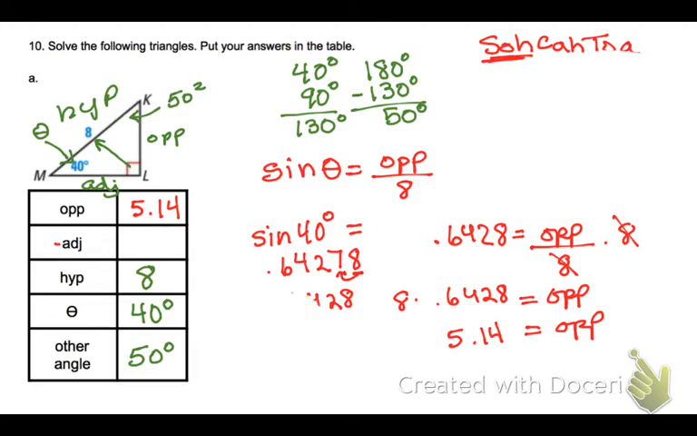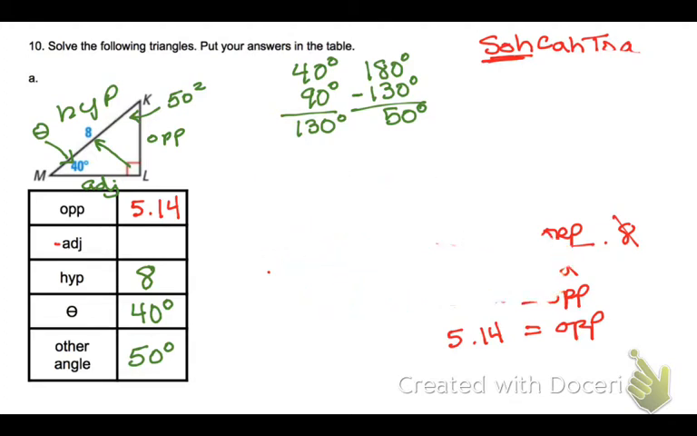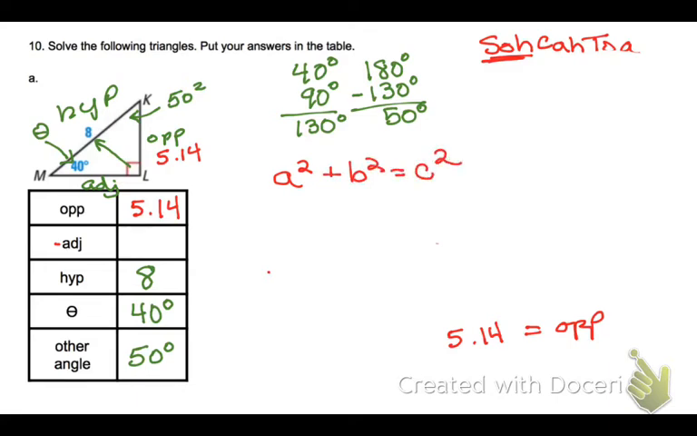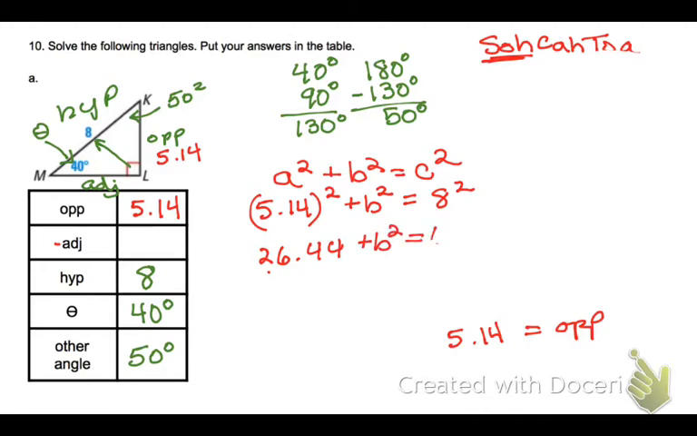Okay, so I'm going to erase. Because now I have two sides and I need my third. So I'm going to do 5.14 here. Okay, so I go back into good old Pythagoras. A squared plus b squared equals c squared. Okay, my a is going to be 5.14 squared plus b squared, which is my unknown, is equal to c squared, which is my hypotenuse, which is 8 squared. Okay. So 5.14 squared is equal to 26.44 plus b squared is equal to 8 squared is 64.